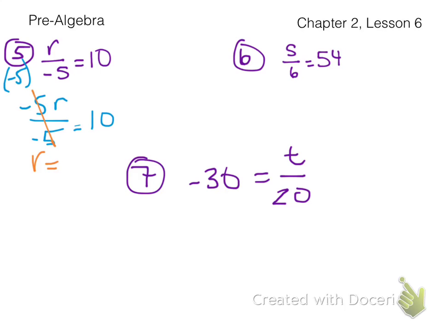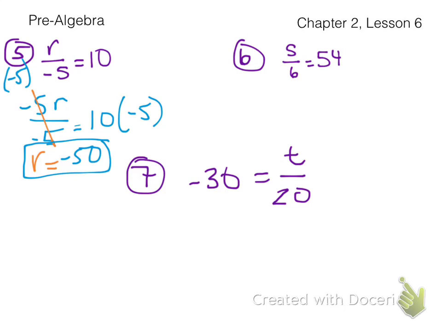But what I do to one side, I have to do to the other. So if I multiply by negative 5 on the left, I have to multiply by negative 5 on the right. 10 times negative 5 is negative 50. To check, negative 50 divided by negative 5 is positive 10. There we go.